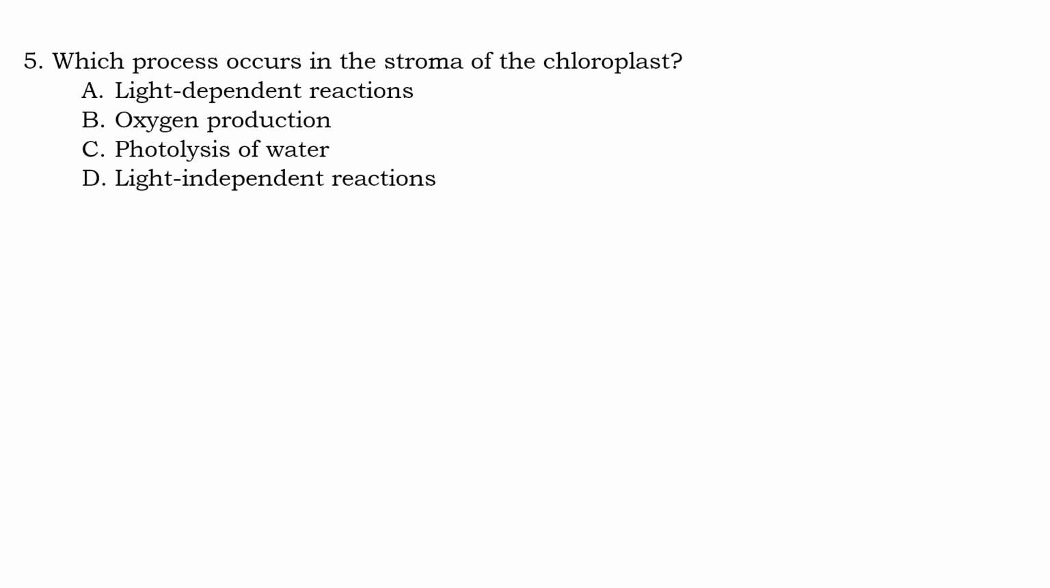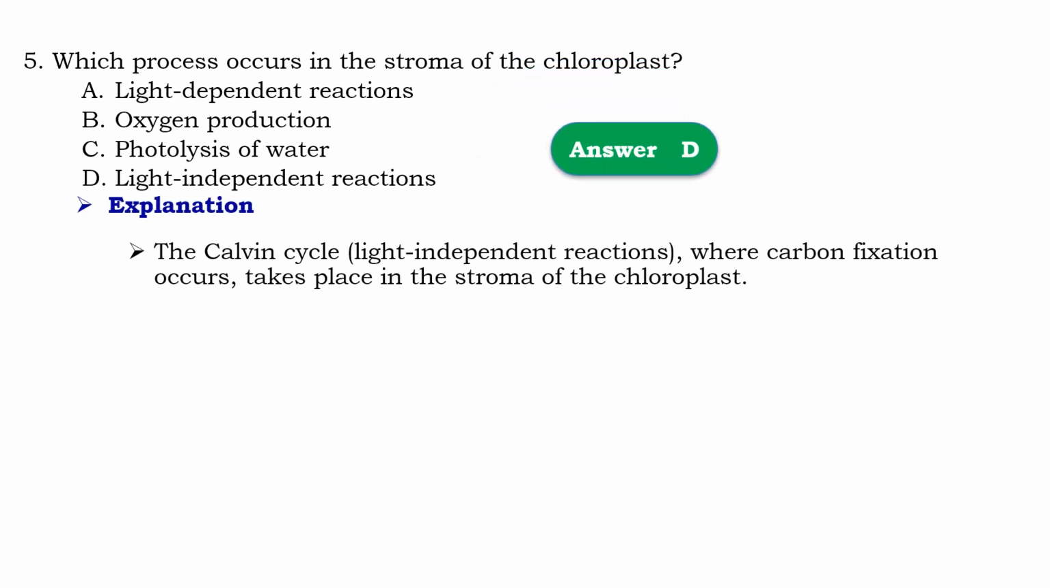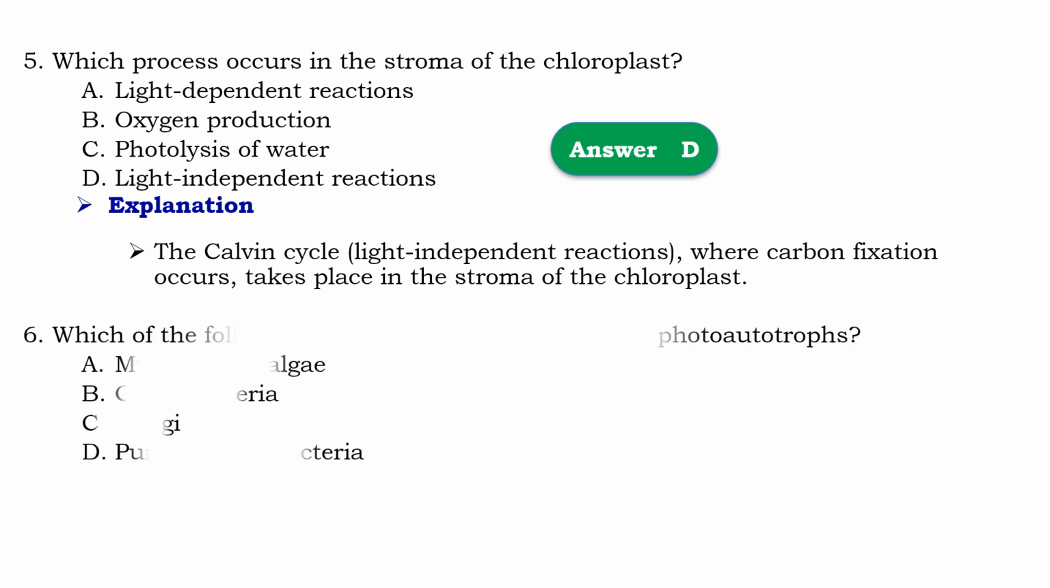Question number 5, which process occurs in stroma of chloroplast? ከሚከተሉት ሂደቶች stroma የክሎሮፕላስት chloroplast ውስጥ የሚካሄደው የትኛው ነው ይላል። So that should be D, light independent reaction. Means that the Calvin cycle or light independent reaction where carbon fixation occurs take place in stroma of chloroplast.